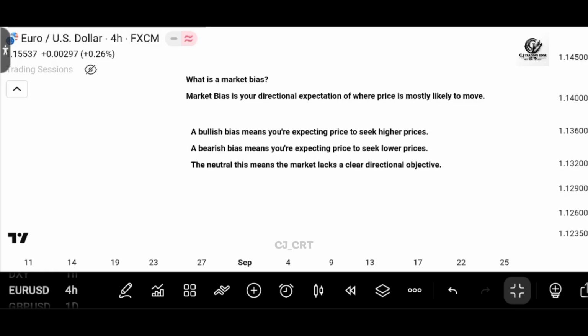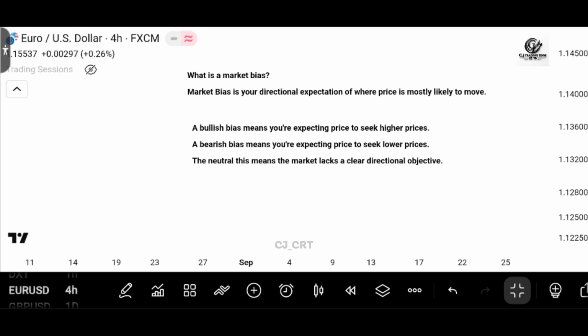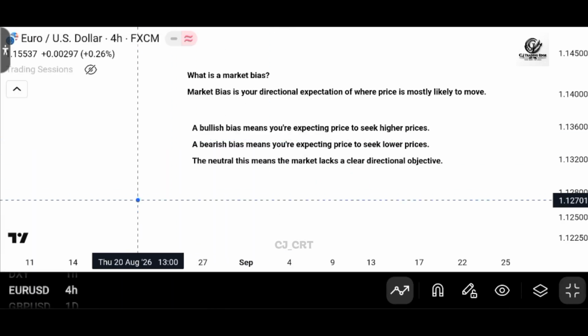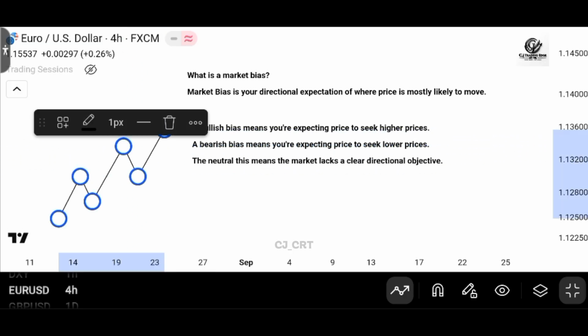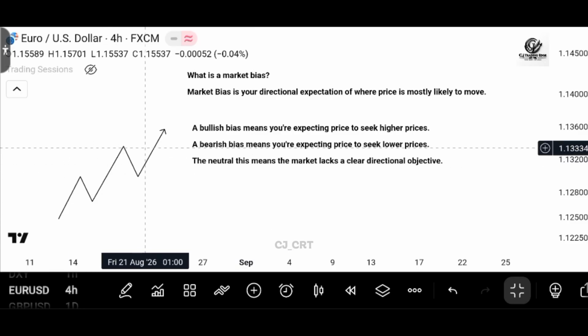Note this down. Bias is not a prediction. Why did I say so? Bias is a probability based on current market condition. So now, if your market, whether it's gold or volatility, the step index or Bitcoin, is bullish, creating higher highs, this means that any CRT you're trading in this particular market should be bullish.